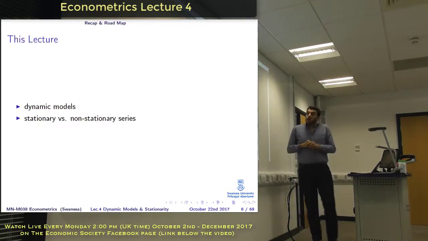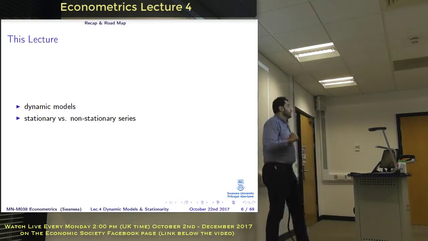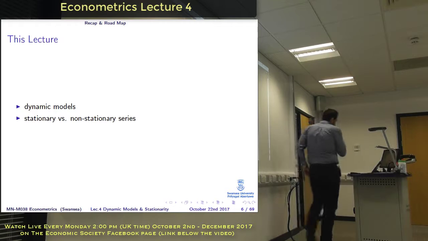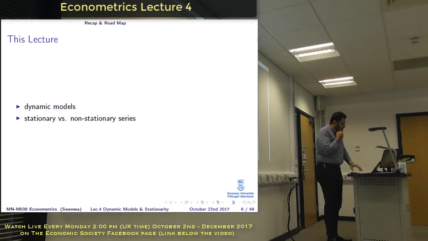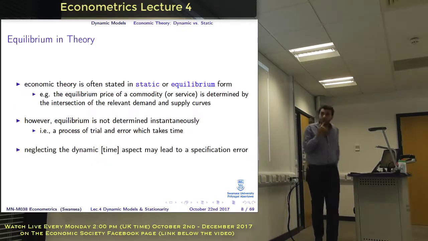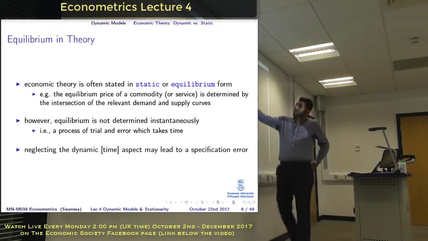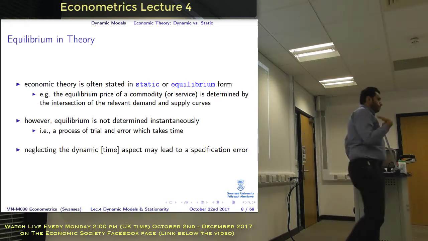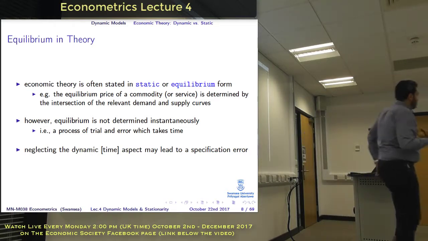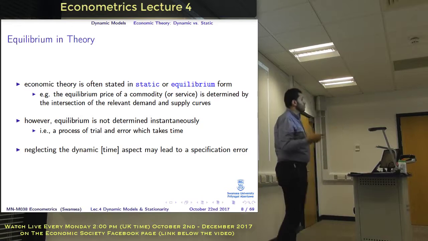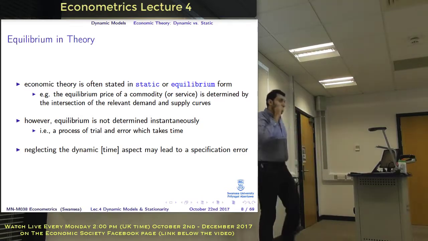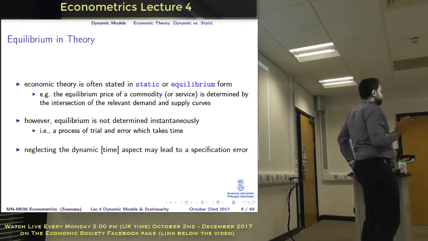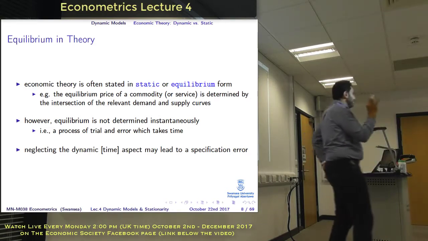Today, as I said, these are the two topics I want to discuss with you: dynamic models, and stationary versus non-stationary series. So we'll start with the economic theory. Economic theory is often stated in static or equilibrium form, meaning when we look at the law of demand, when we look at the mechanism by which the price of any commodity is determined, we're looking at that point where quantity supplied equals quantity demanded, and that's how the price is determined. So we're looking at actually one point, but it doesn't happen that way.